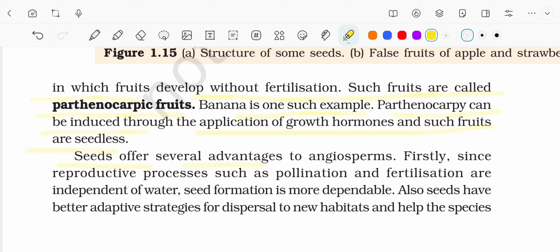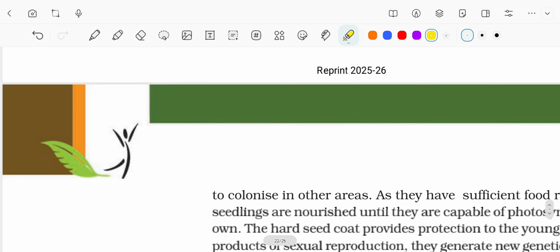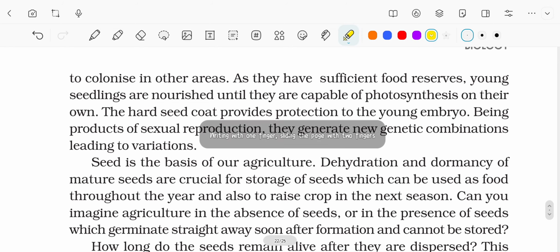Seeds offer several advantages to angiosperms. Firstly, since reproductive processes such as pollination and fertilization are independent of water, seed formation is more dependable. Also, seeds have better adaptive strategies for dispersal to new habitats and help the species to colonize other areas. As they have sufficient food reserves, young seedlings are nourished until they are capable of photosynthesis on their own.